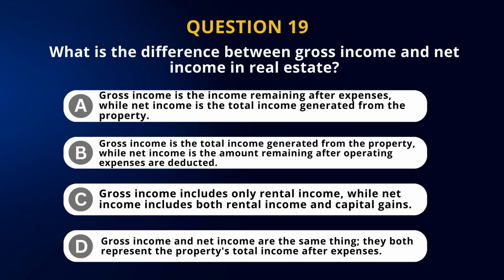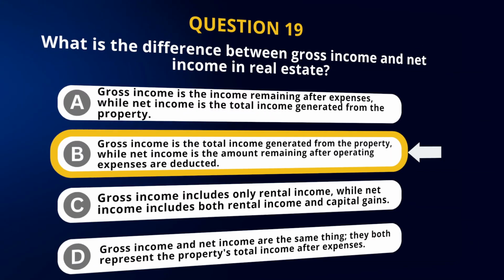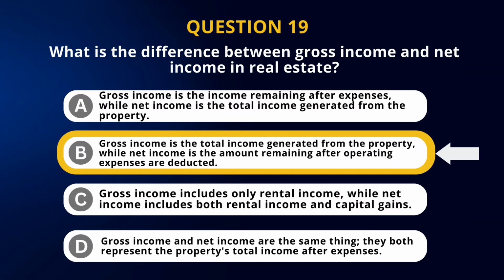Letter C, gross income includes only rental income, while net income includes both rental income and capital gains. Letter D, gross income and net income are the same thing. They both represent the property's total income after expenses. And the answer? Letter B, gross income is the total income generated from the property, while net income is the amount remaining after operating expenses are deducted.